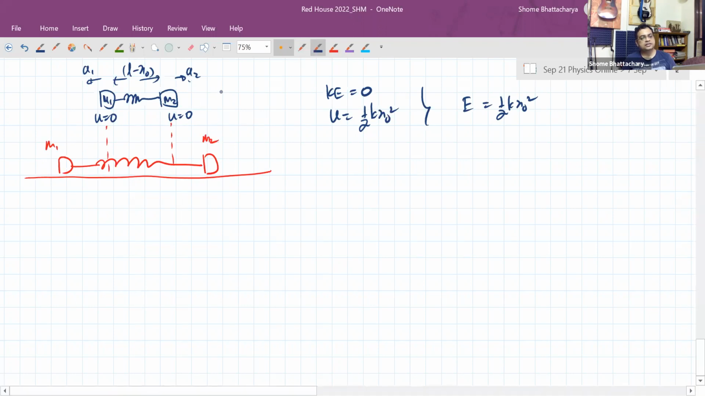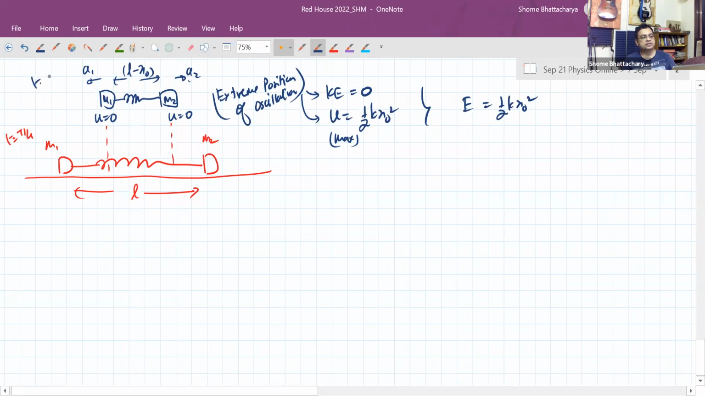So you also understand that this is an extreme position of SHM, of their oscillations, because both the blocks are at rest. So kinetic energy is 0 and potential energy is maximum. Now from here, when they come to this position after some time, where they've reached the natural length, in fact, you'll realize that they'll come to this at quarter of a time period, because from extreme position to mean position. So this is when this will have the maximum speed. This will have the maximum speed in this direction.